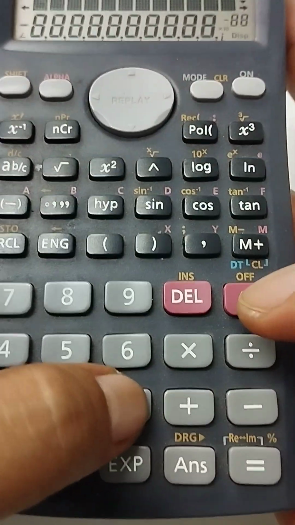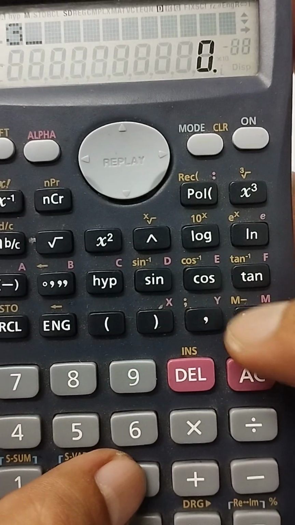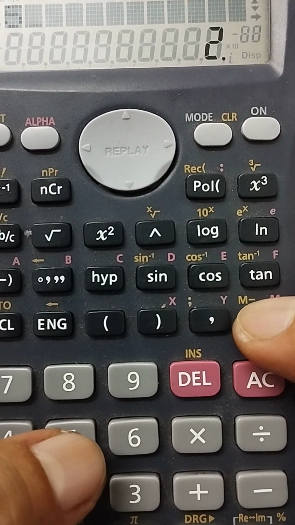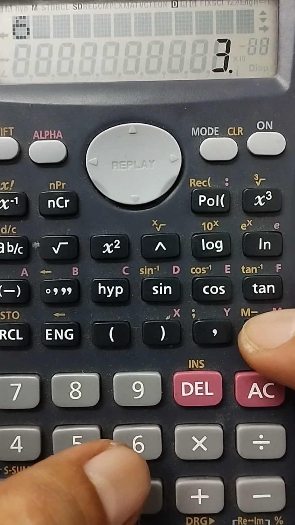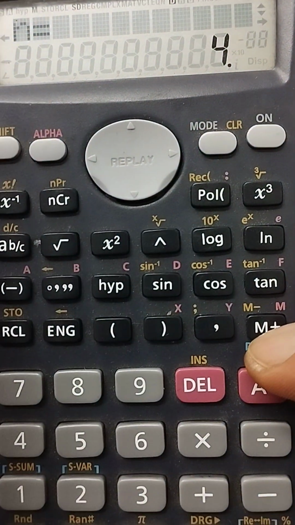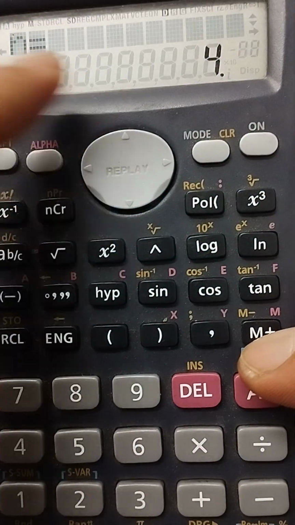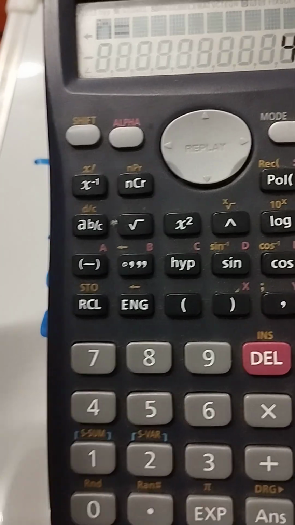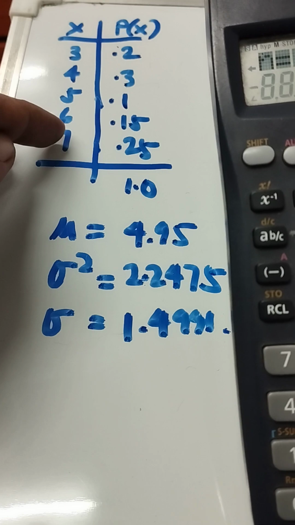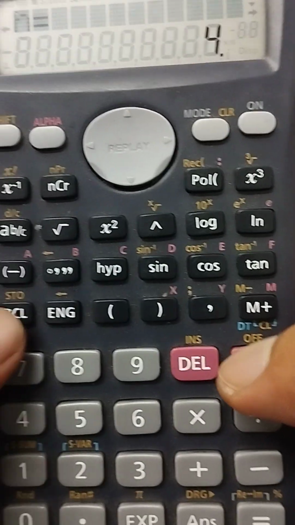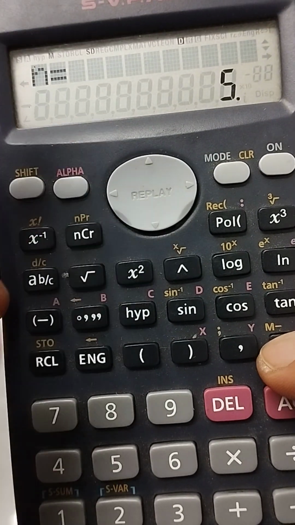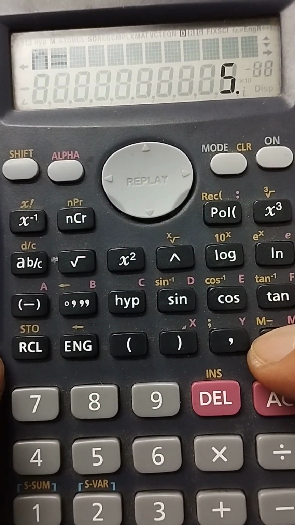So enter 3, then DT. There's a DT key here. Then 4, DT, 5, DT, 6, DT. Notice as you enter something, the memory counter also tells you how many entries have already been placed. So I have 4 entries already. That means I have entered 6. I need to enter 7 one last time, and then DT. So that means I have 5 entries in my memory.